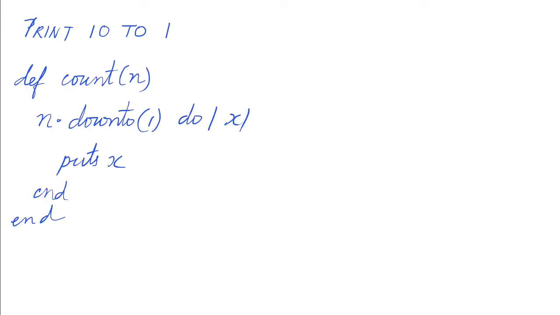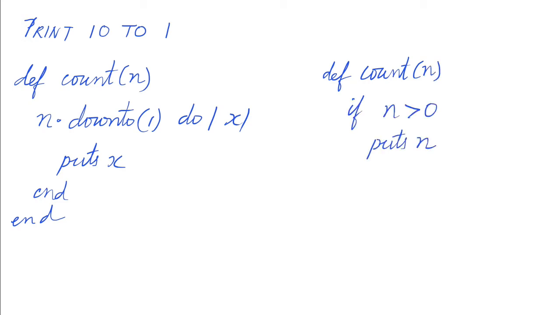Let's write another exciting program to print numbers from 10 to 1. We can use the down to method to print the numbers in descending order. We can replace the loop with recursion that does the same thing.